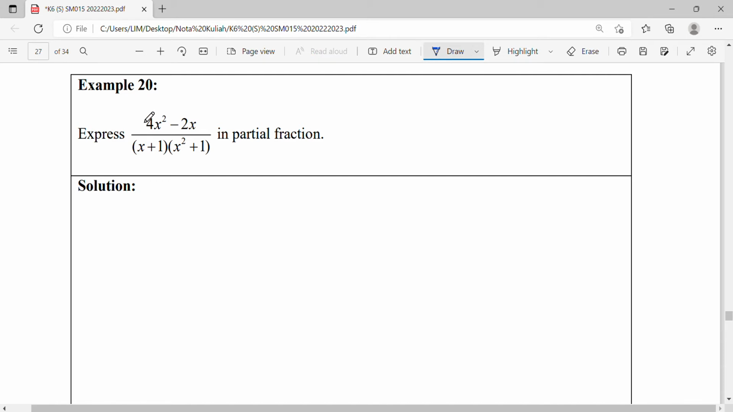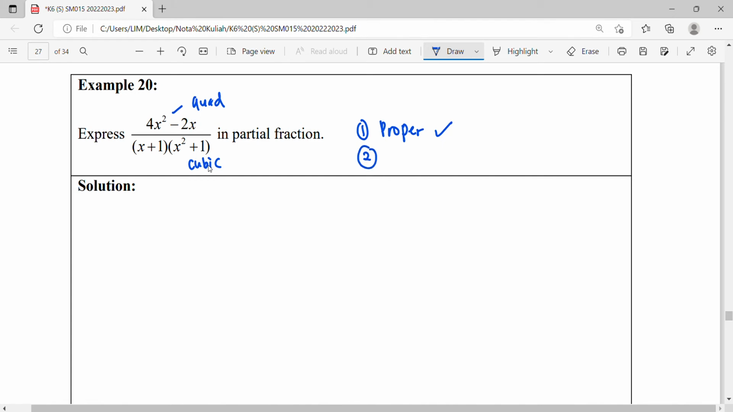In this example, we're going to express this fraction in partial fractions. So for the first step, check proper or not. This is numerator quadratic. Denominator x squared with x, it will become x power 3. So it's a cubic. So quadratic power always smaller than cubic. So this fraction is proper.